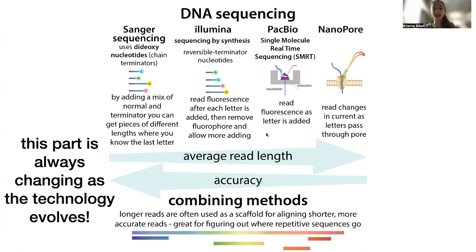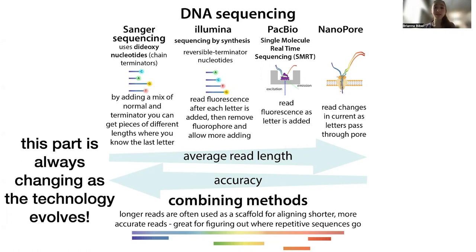The caveat is that the average read length is always changing, and the order of which is longest and which is most accurate is always changing. So take this part with a grain of salt. But the key thing is that there are different methods that we can use to sequence DNA. These different methods use different technologies and have different pros and cons.